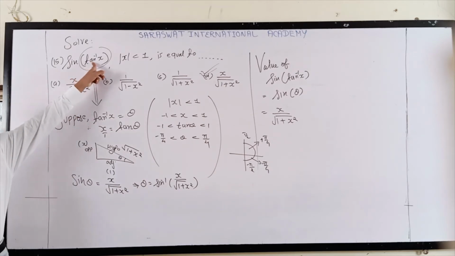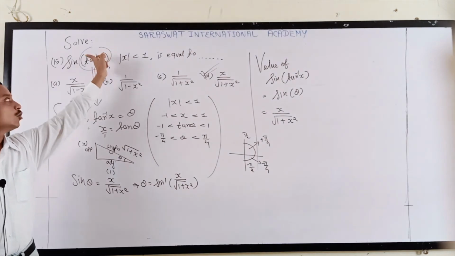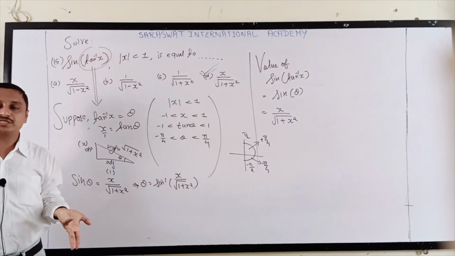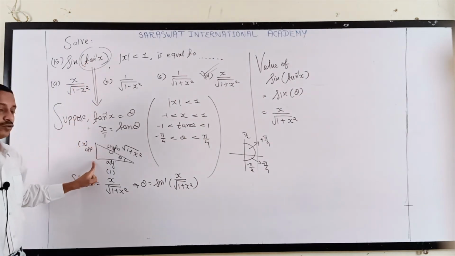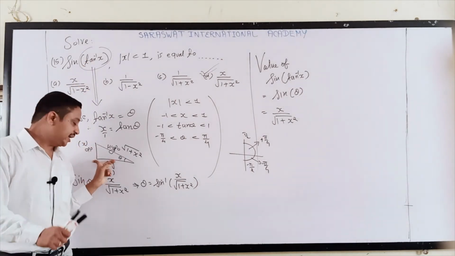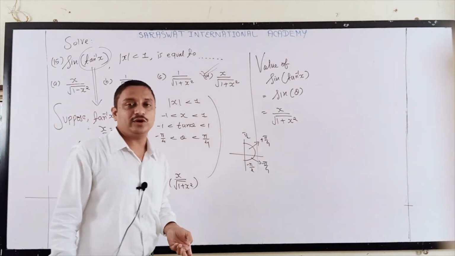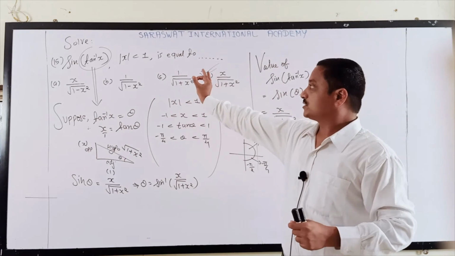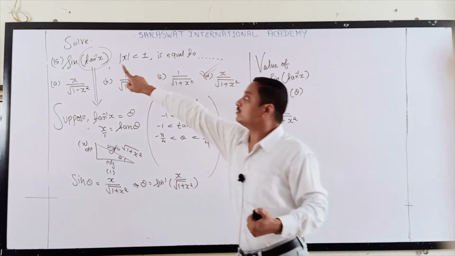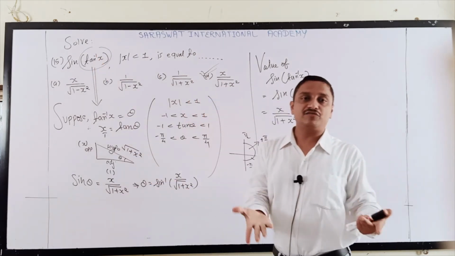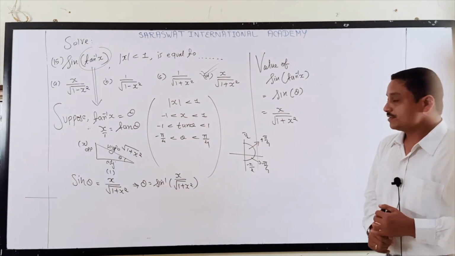Students, sometimes tan inverse is related to other functions as well, like cosec inverse x, cot inverse x, sec inverse x. Whatever term is given, you go to the triangle property with Pythagoras and convert to the related terms, and you easily get the answer. In the exam they may ask a similar question with tan inverse x changed to another function, like sec inverse x.